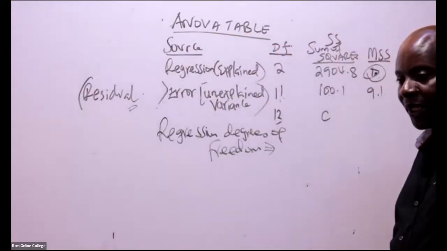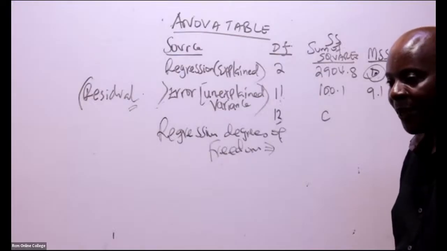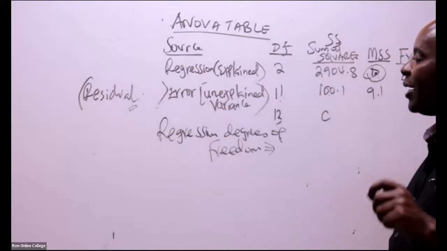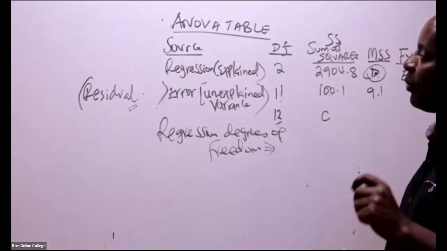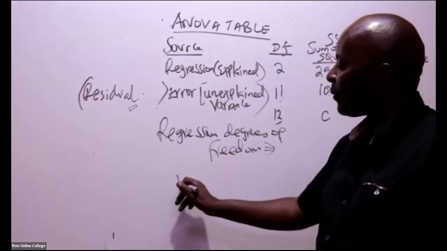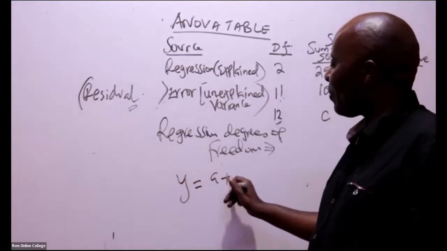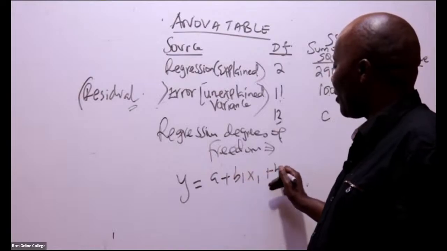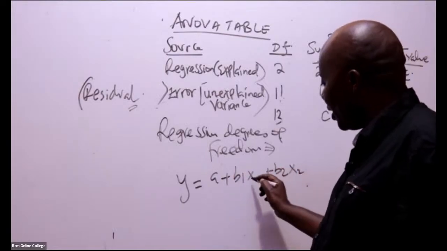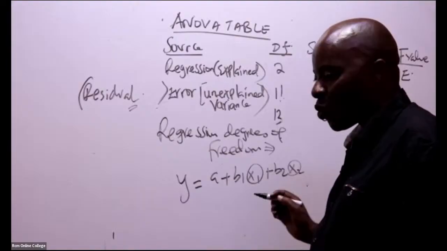Very important. Explain k. K is the number of predictor variables. Like in this equation of ours, A plus B1 x1 plus B2 x2, these are the predictor variables, and they were 2.